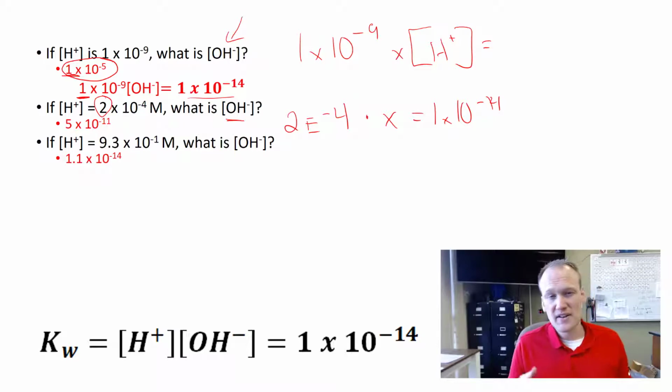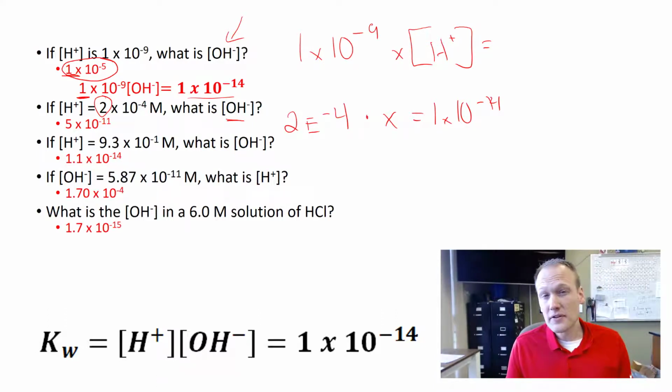This next problem is very similar. Set it up knowing that the concentration of H plus times the concentration of OH negative is going to equal the Kw, which is 1 times 10 to the negative 14th. This last one is a little different.